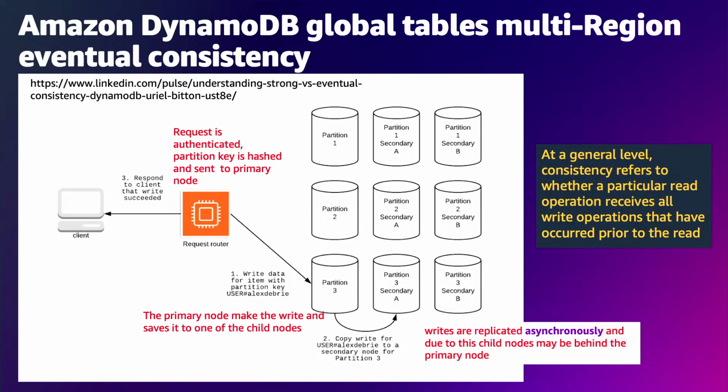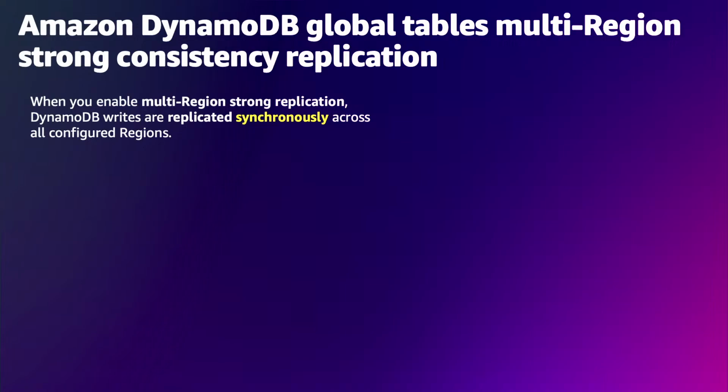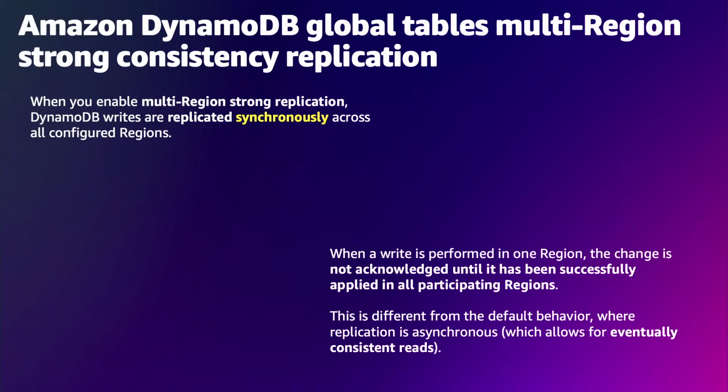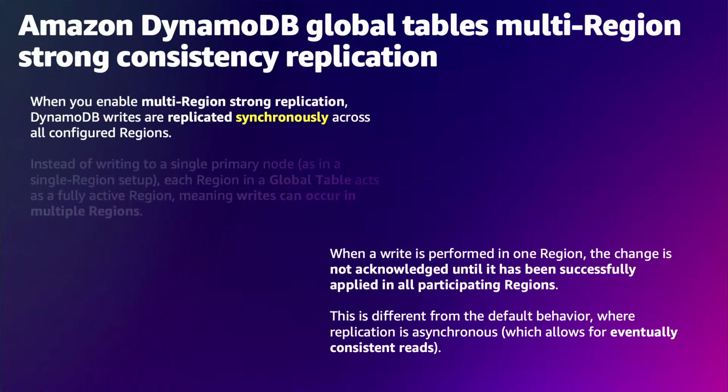We have to keep in mind that writes are replicated asynchronously, and due to this, child nodes may be behind the primary node. But in the newer solution, where we have strongly consistent replicated DynamoDB and we don't have to wait for anything, we enable replication synchronously, so it's not async anymore, along all of our configured regions. So when a write is performed in one of the regions, the change will not be acknowledged until it has successfully been applied to all participating regions. And this is of course different from what I just explained.